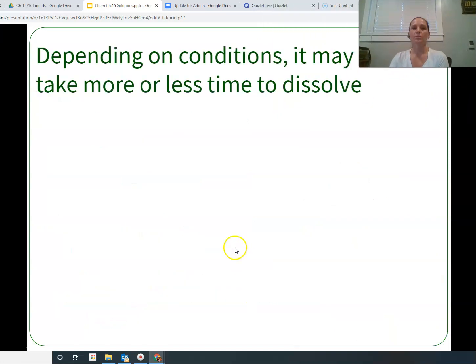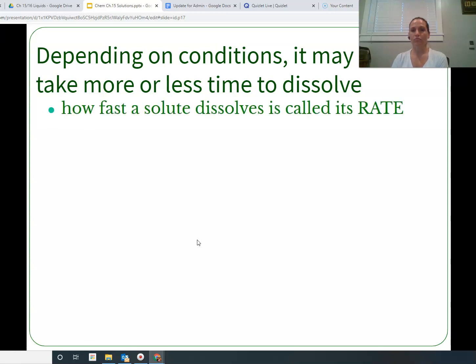distinction in chemistry. So depending on the conditions, it may take more or less time to dissolve something. How fast a solute dissolves is called its rate, or its rate of dissolution, or its solvation rate. And there are three ways that we can change the rate of dissolution. One way is that we can stir it. One way is that we can increase the surface area of the solute. And the last way is that we can heat it up. And so I want you to think about these things as ways where you can make something dissolve faster.